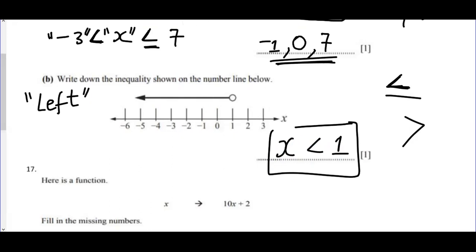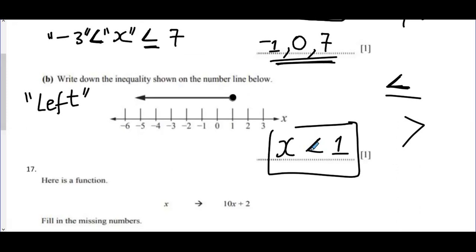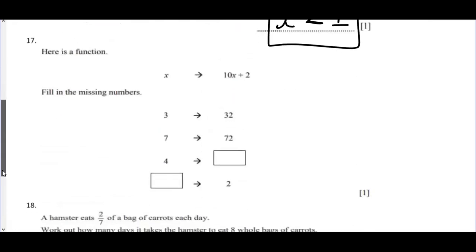What if the question has what we call a filled circle? What if they fill this circle? This circle is filled. When it is filled, everything remains the same, but what we do is put less than or equal to, because that is filled. Since this circle here is not filled, we write it like that. I hope that is clear. Right, so we're going to have this. And there we go. So the next question is question number 17.